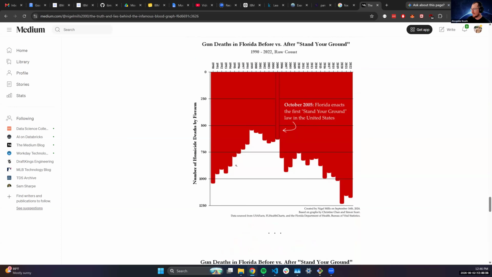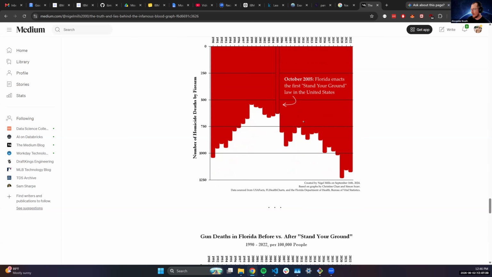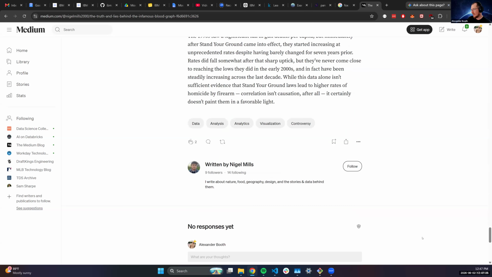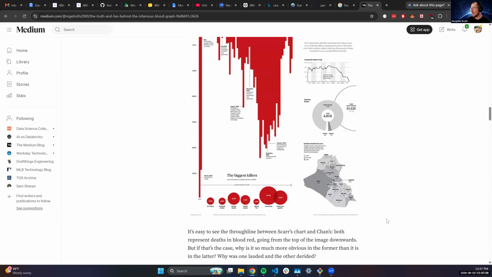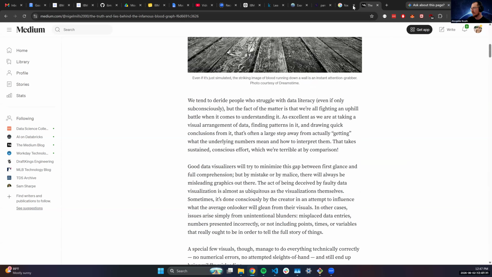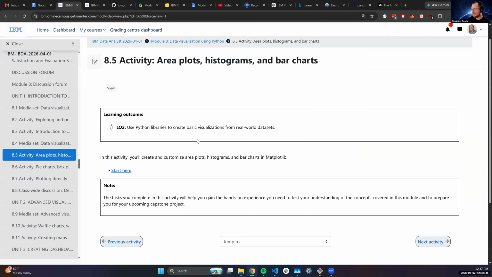So I think this is supposed to show kind of a better way of doing it, right? Like that raw count. So yeah, gun deaths have increased. Anyway, it's a pretty interesting blog here. I'll share it in the Slack or in the forums afterwards. All right, let's get back to our regularly scheduled programming.